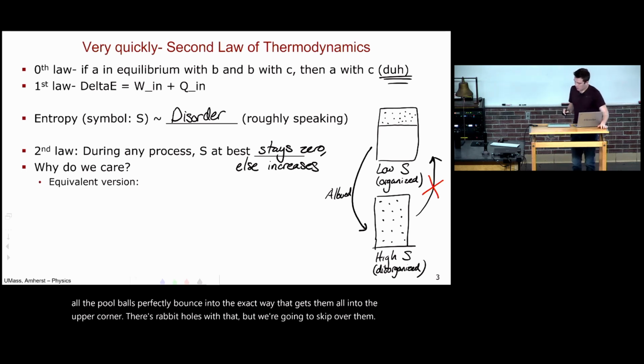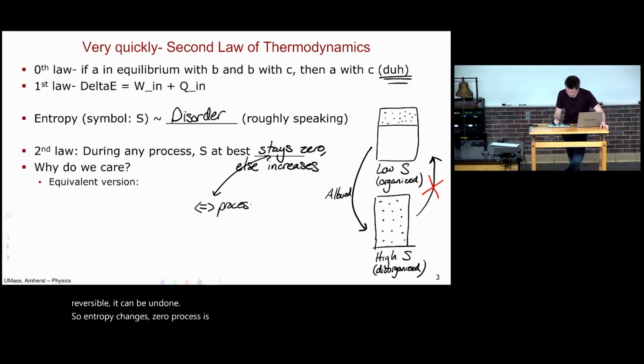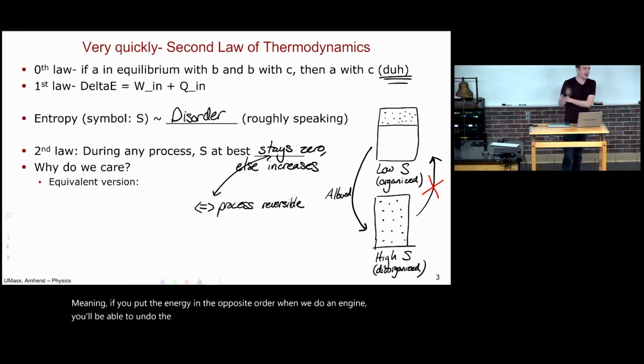Okay, why we care, two reasons. One, if entropy change is 0, a process is reversible. It can be undone. So entropy change is 0, process is reversible. Meaning if you put the energy in the opposite order when we do an engine, you'll be able to undo the process, take the gas inside of the engine and undo what was done.